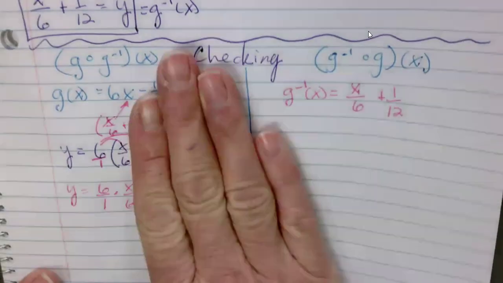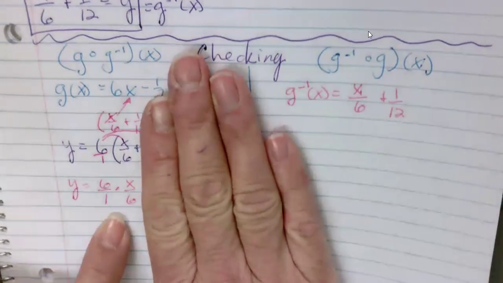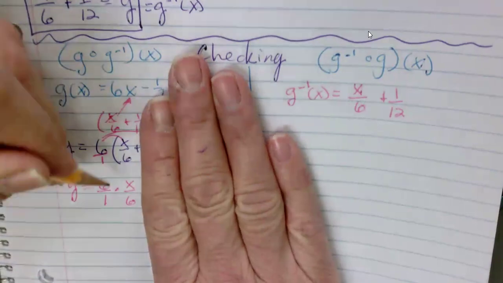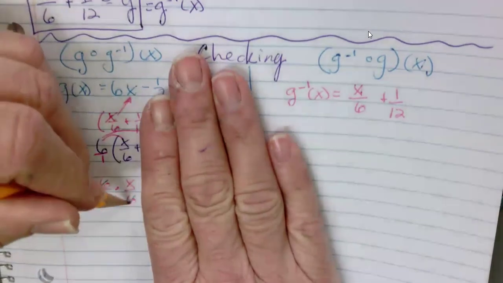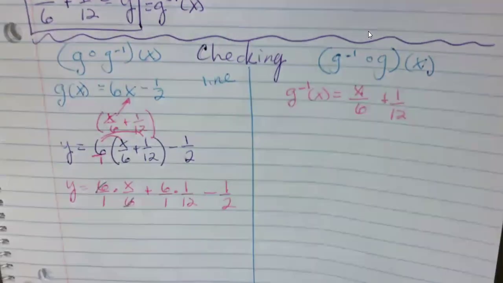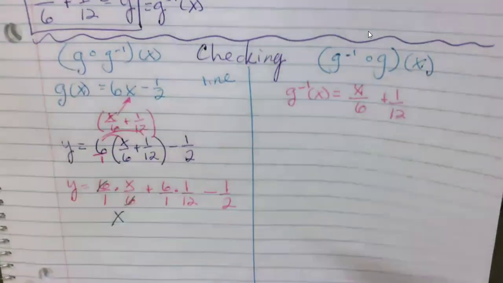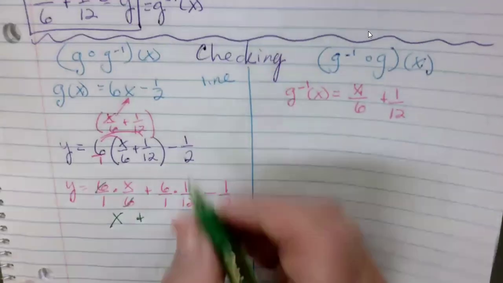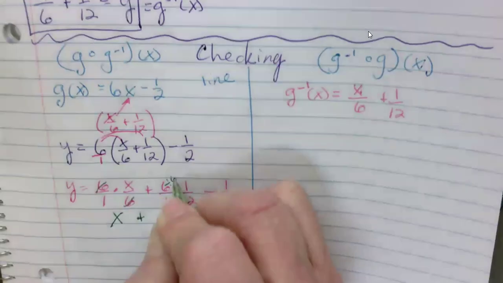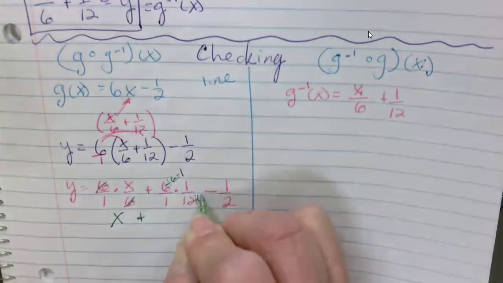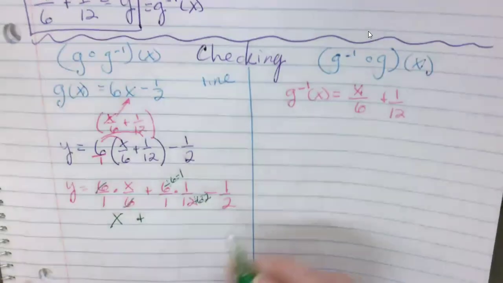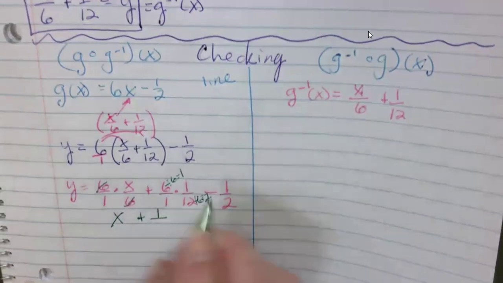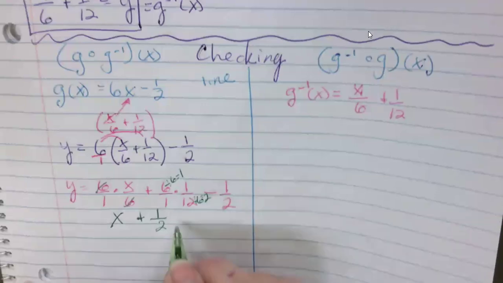Now, looking at just this part, just the multiplication part, is there anything that we can reduce? Yeah, we can reduce the 6 on the top and the 6 on the bottom. And that's going to leave us with just a beautiful x. So pretty. Plus, here we can also reduce. I can go 6 divided by 6 equals 1, and 12 divided by 6 equals 2. And then 1 times 1 is 1. And then on the bottom, the denominator, 1 times 2 is 2. And then we still have this minus 1/2.